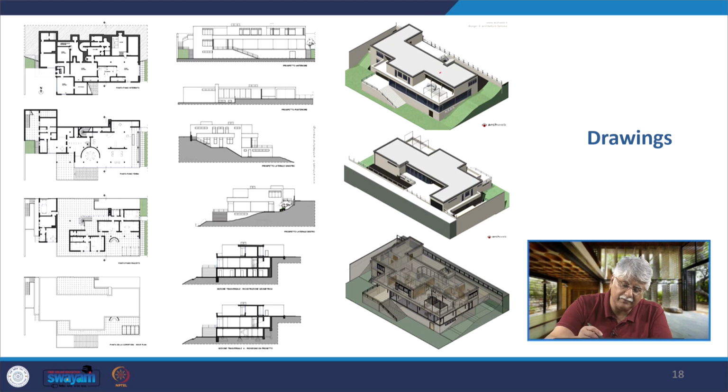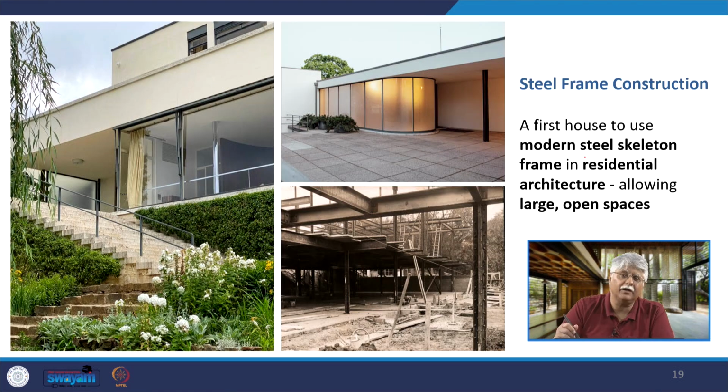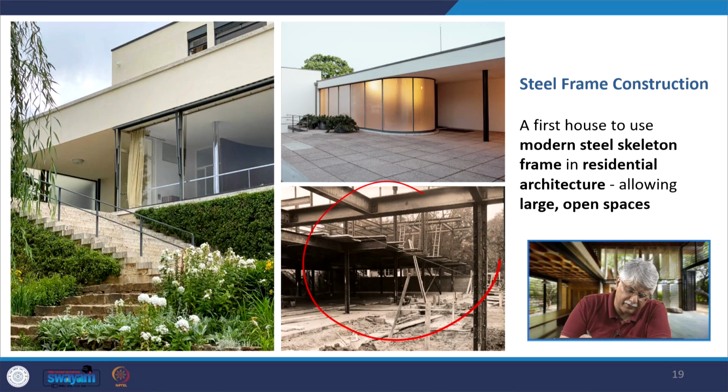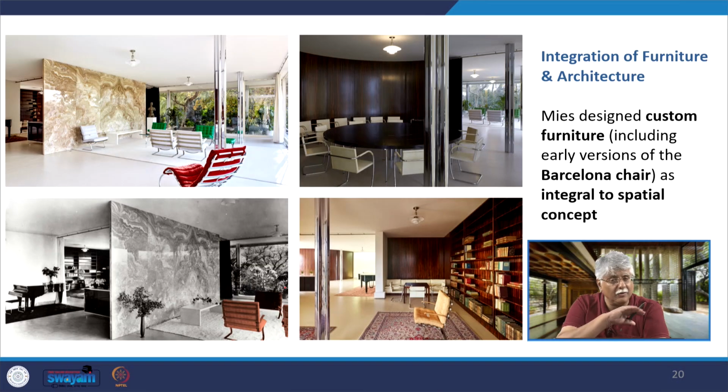It's on different levels, as you can see. It's on a hillside, and this house is embedded on the hillside. The first house to use this modern steel skeletal frame, thus able to provide these open plan interiors. This is the steel frame being erected in the house, and he also integrated the furniture into the architecture, something that Frank Lloyd Wright also used to do.